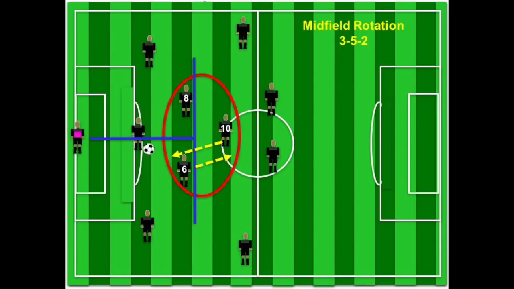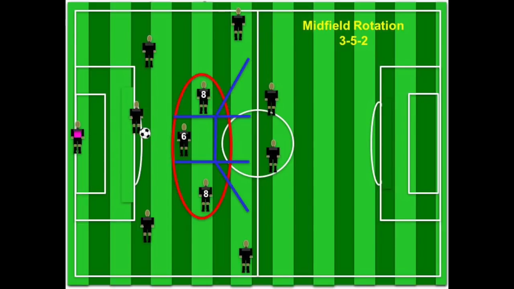Now you can see in this next diagram we've added some rotation to this. So the 6 can actually surge ahead and rotate positions with the number 10. Obviously the number 8 could do the same thing if the number 6 did not. And what that does is allows a different player to fill a different space, so it's less predictable for the opponents, and we have some movement now in the center midfield. So the 6 becomes the 10 and the 10 becomes the 6, and players have to be aware and track men. It becomes a little bit more confusing for the defenders.